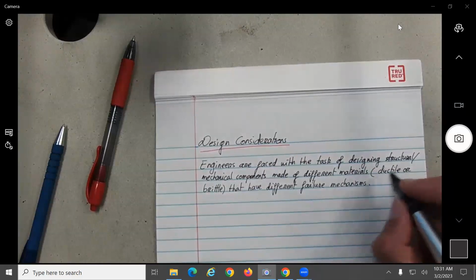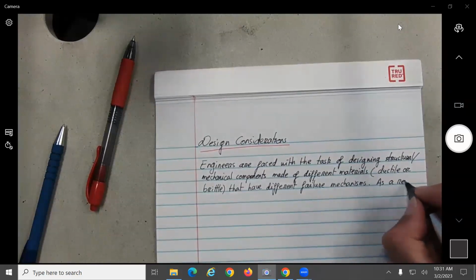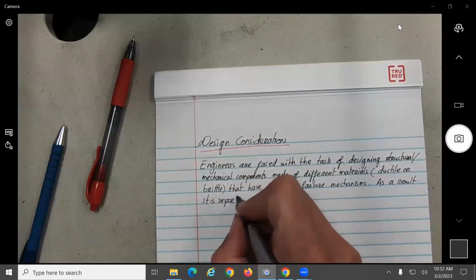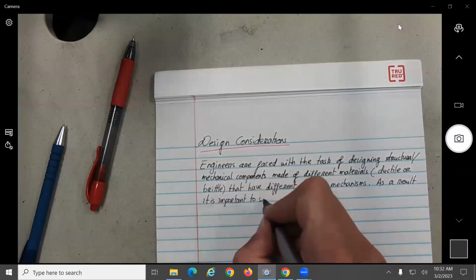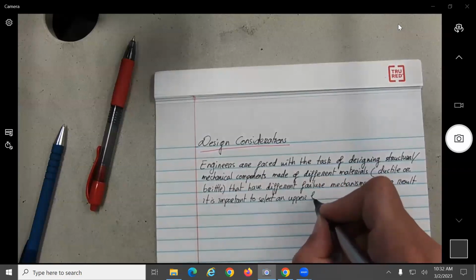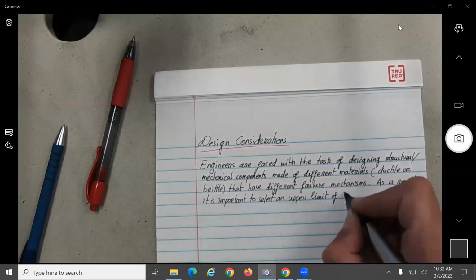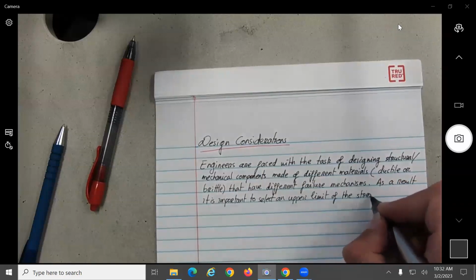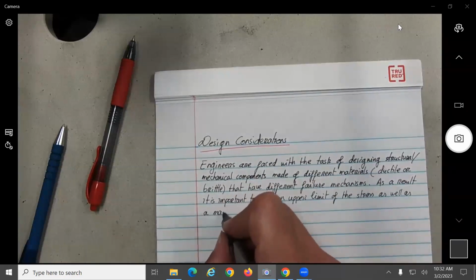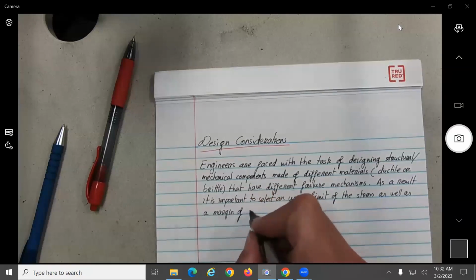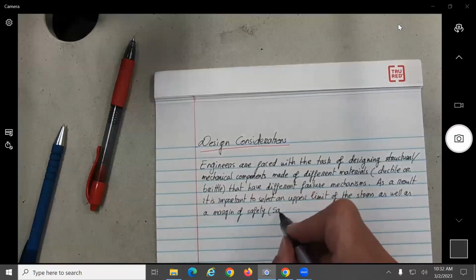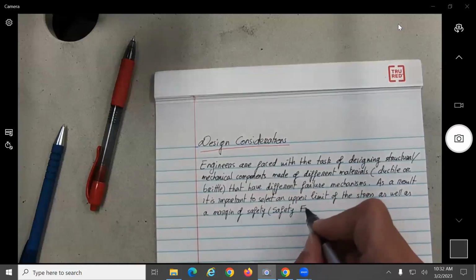Okay, so as a result, it is important to select an upper limit of the stress as well as a margin of safety, which we're going to call here, we're going to introduce this concept of safety factor.